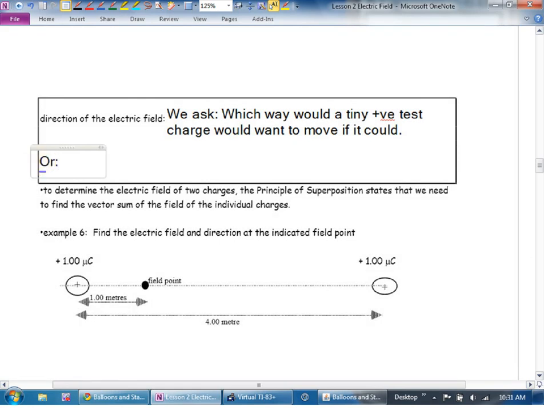From negative to positive. Because any positive charge wants to, sorry, I said that exactly backwards. From positive to negative. Because any positive charge wants to move away from positives and towards negatives. So if you see a line that's going from a positive charge to a negative charge, that's the direction of the electric field.